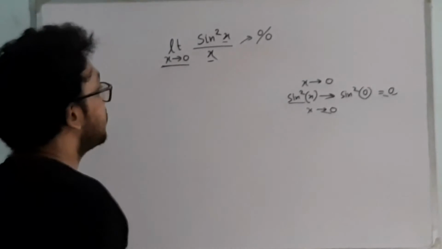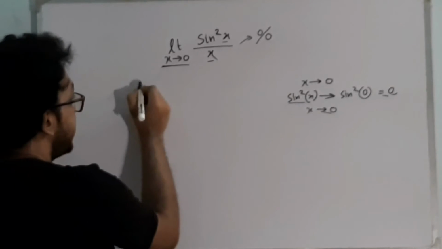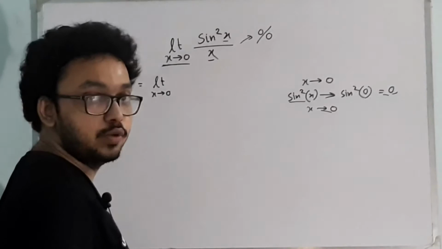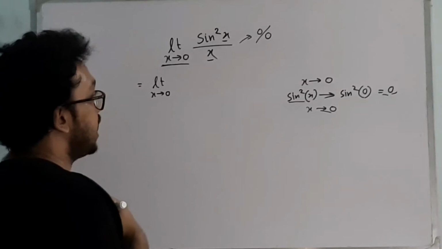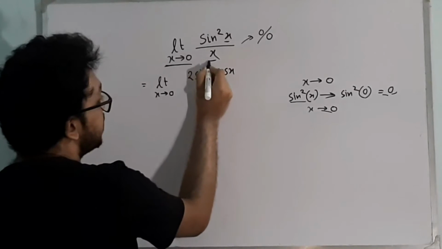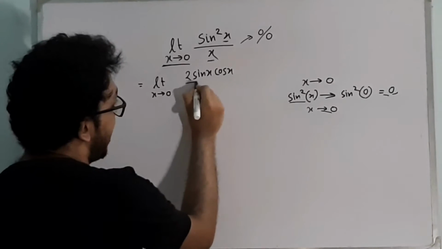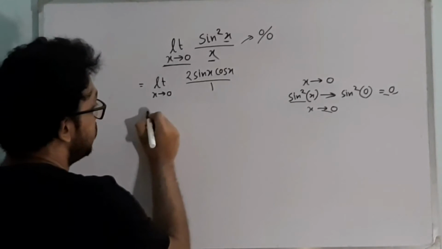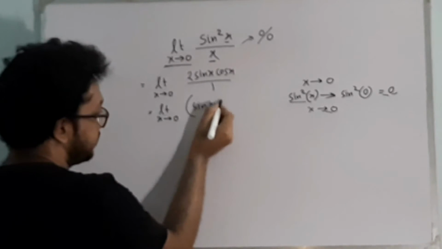So if this function is present in a 0 by 0 indeterminate form, then we have to use L'Hospital rule. So what do we do in L'Hospital rule? In L'Hospital rule, we differentiate the numerator and denominator separately with respect to x. Here the numerator is sin square x. If we differentiate sin square x with respect to x, we will have twice of sin x into cos x. And if we differentiate the denominator with respect to x, we will have 1, because differentiation of x with respect to x is 1. So we have twice of sin x into cos x, and we know that 2 times sin x into cos x is nothing but sin of 2x, right?